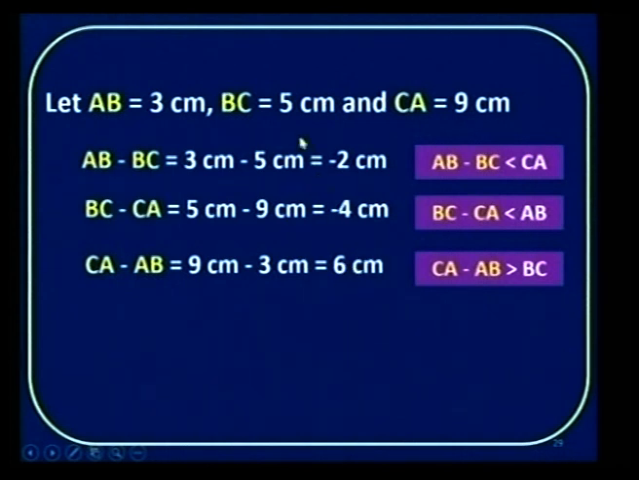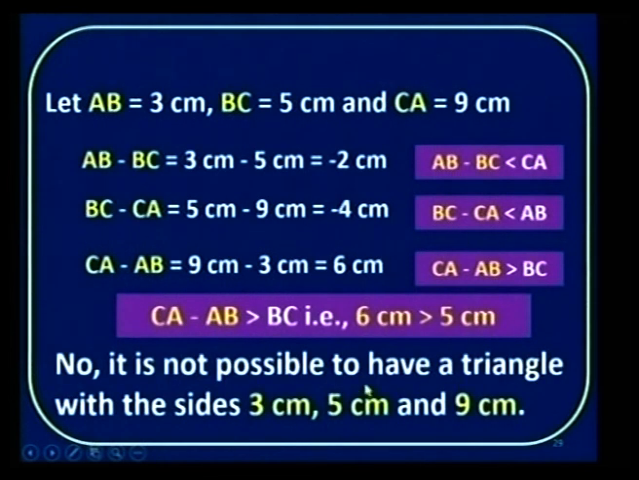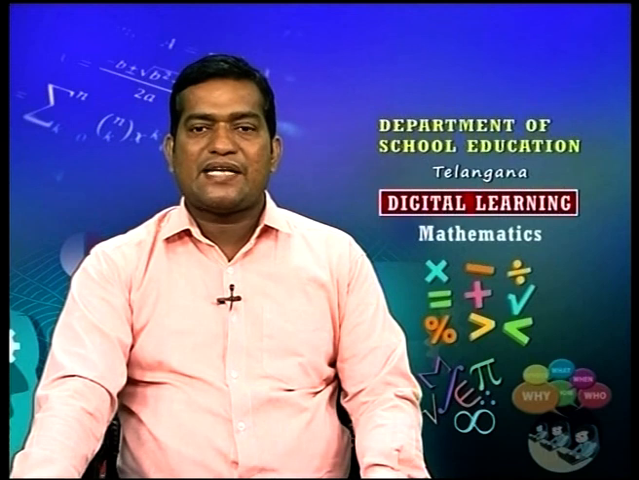Children, observe here, 6 centimeter is greater than the third side. Actually, the difference between two sides must be less than the third side, but here we are getting greater than. So, what you can say that as CA minus AB greater than BC, that is 6 centimeter greater than 5 centimeter, it is not possible to have a triangle with the sides 3 centimeter, 5 centimeter and 9 centimeter.